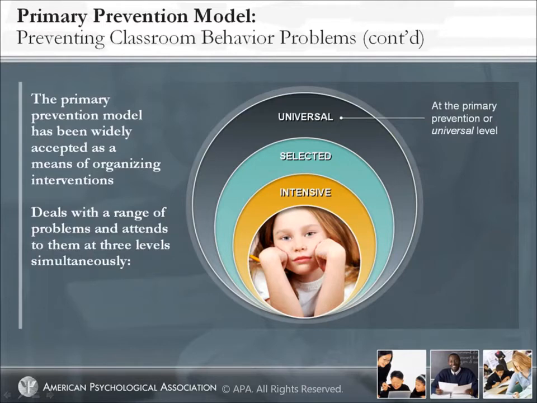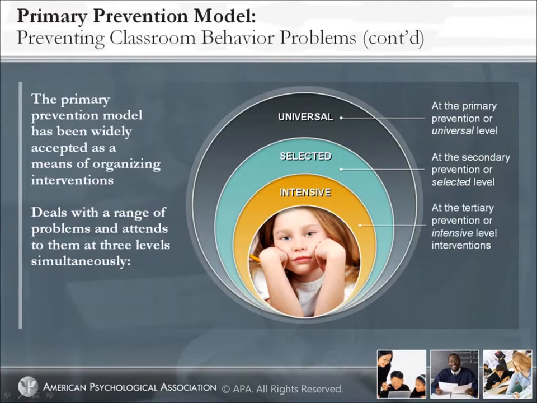At the secondary prevention or selected level, we attempt to identify students who may be at risk for emotional or behavioral problems and involve them in programs such as mentoring in order to re-engage them in schooling. Tertiary prevention or intensive level interventions are directed at students who are already engaged in disruptive or violent behavior.